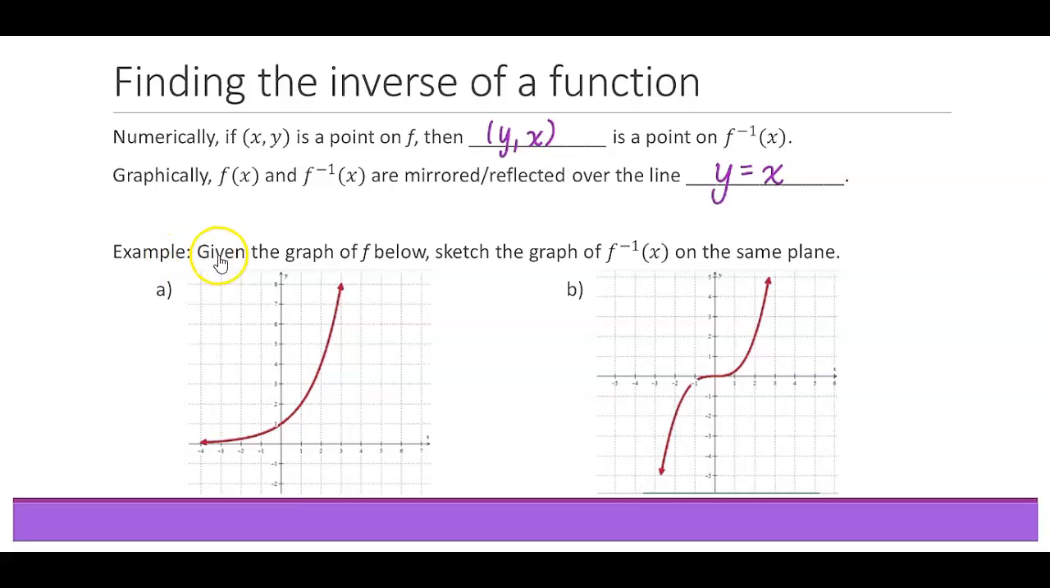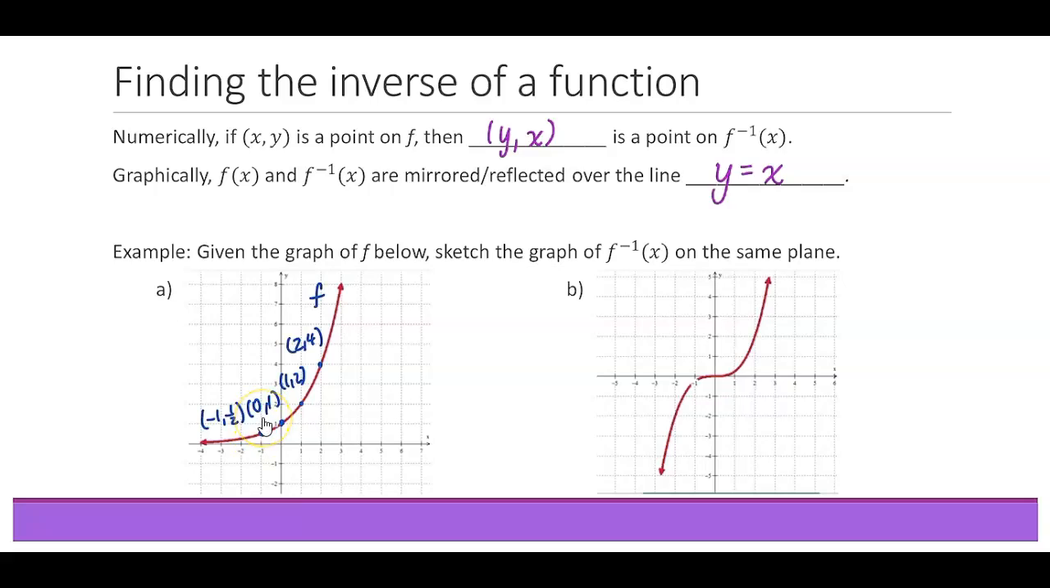Now for this example, given the graph of f below, sketch the graph of f inverse of x on the same plane. So here for part A, this is going to be my graph of f of x. And I'm going to start by just labeling some of the values on this graph with their coordinate points. So I have (0, 1) is one of the points. I have (1, 2). I have (2, 4). I'm trying to pick the points that go through integers, but I'm also going to go ahead and choose (-1, 1/2) here.